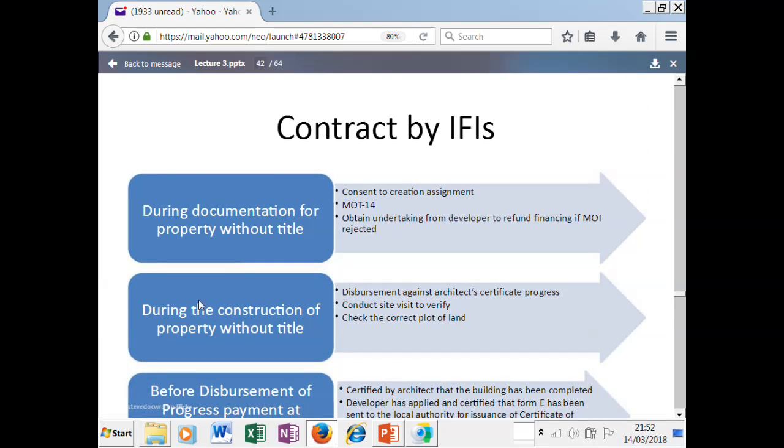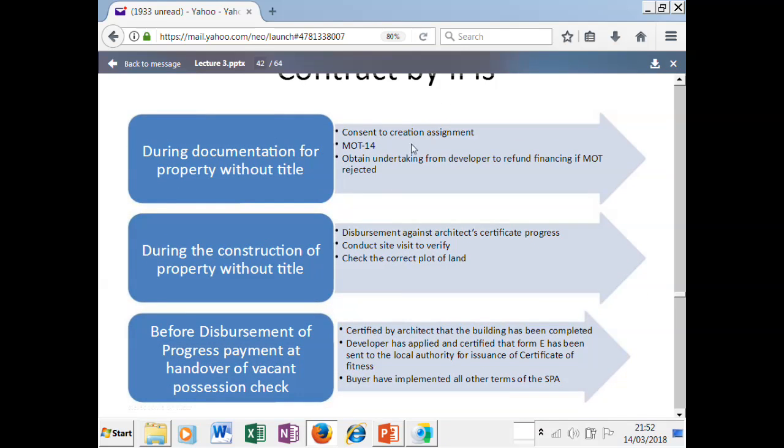Contract by IFIs, during the documentation for property without title: consent to creation assignment, MOT 14, memorandum of transfer. The memorandum of transfer is to transfer the name, our name and so on, they use MOT. All of these are paid to the land office. Obtain an undertaking from the developer to refund the financing if the MOT is rejected.